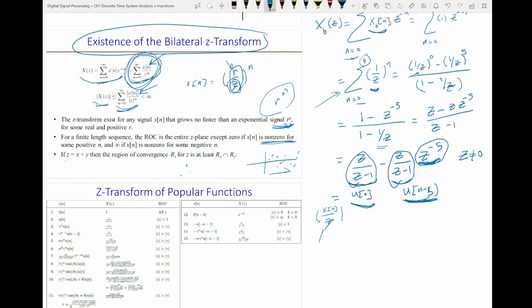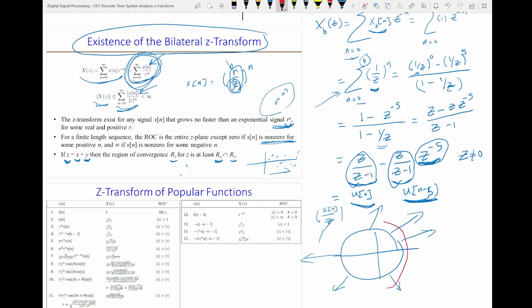If I have a function that consists of two different functions, then the region of convergence of z has to be the common region where x and y converge. For example, if this is the region of convergence for x, and this is the region of convergence for y, then the region of convergence for this function will be this common region between the two.